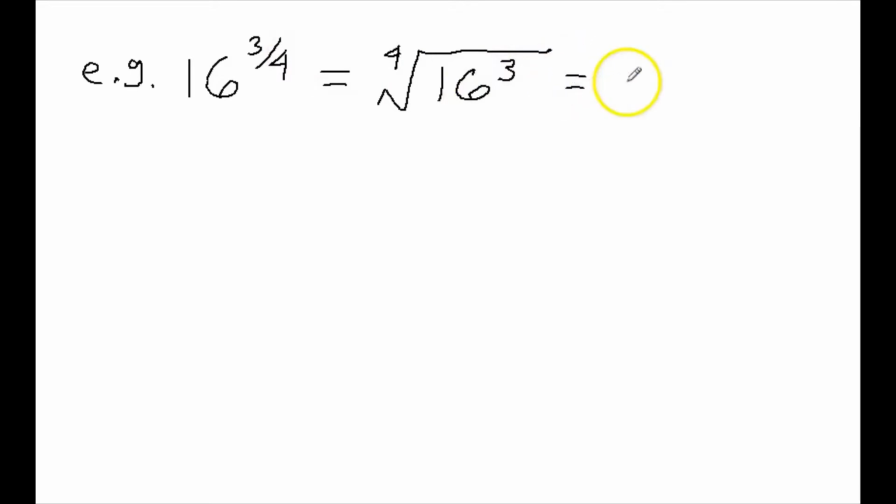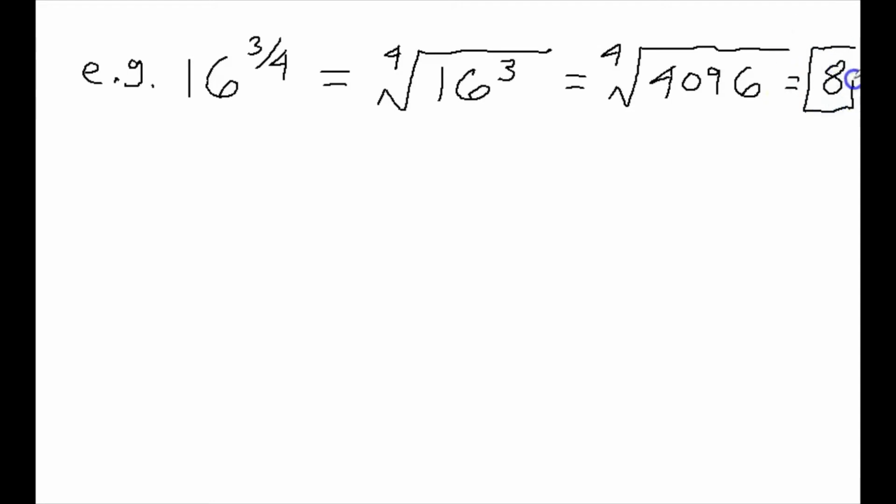So use a calculator and figure what 16 cubed is. So 16 cubed, what is that, 4,096? So now what is the fourth root of 4,096? That'd be 8. So the answer he's looking for, 8. Got that? Okay, now consider this.